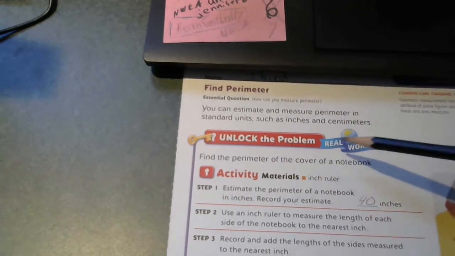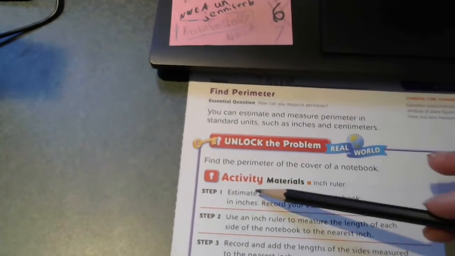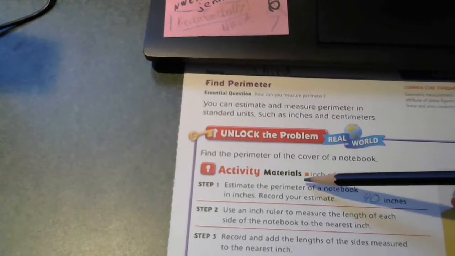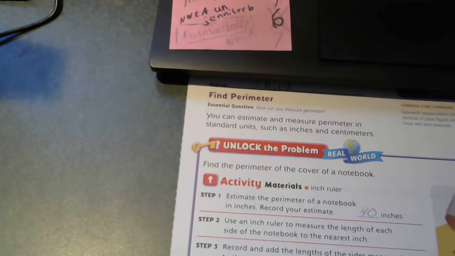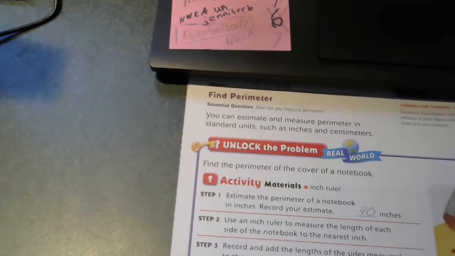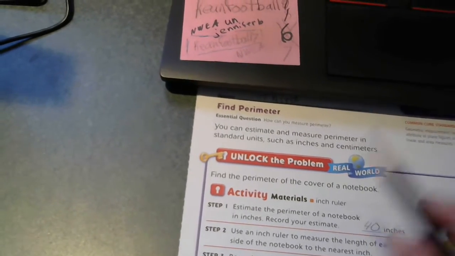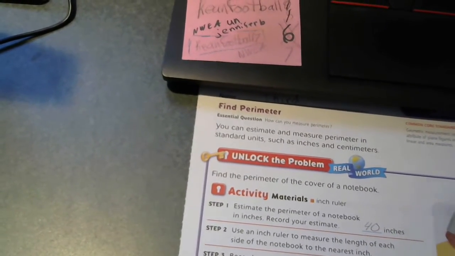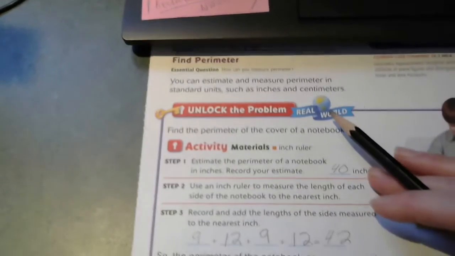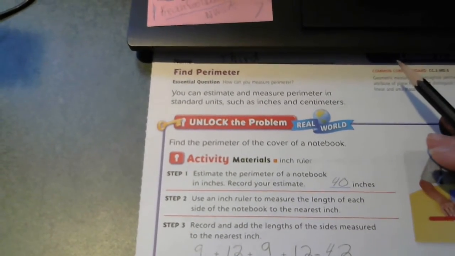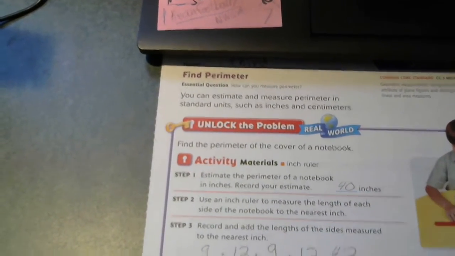Find the perimeter of the cover of a notebook. So just look at a notebook, and the first thing we're going to do is estimate the cover of a notebook. And you're probably thinking, how can I estimate that? But when you stop and think about it, the average size paper is 11 by 12 or 10 by 12. So estimate using about how much it normally is. So I put 40 inches.